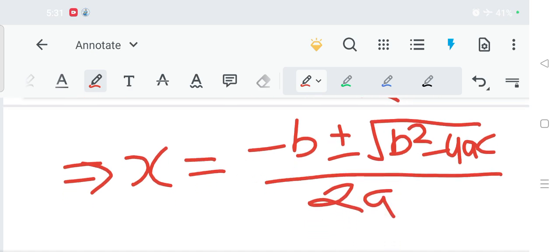It is also known as the quadratic formula. By taking both signs one by one, you will get two different values of x, and these values of x will be the solutions of the given quadratic equation. I hope you enjoyed learning.